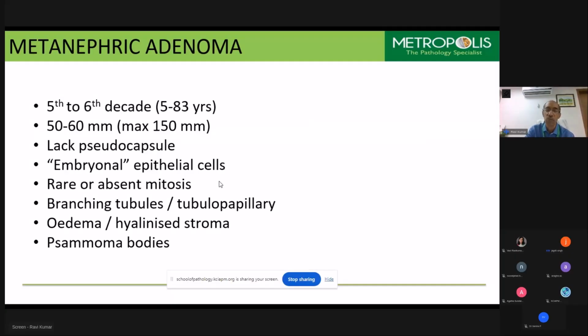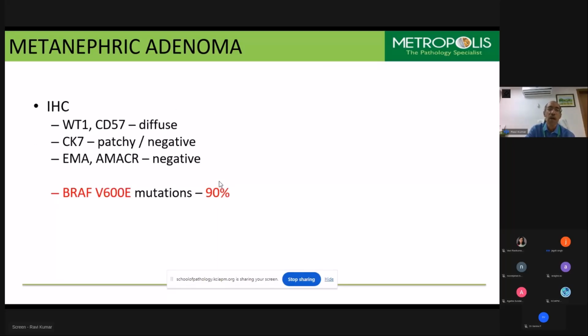They generally lack pseudocapsules, unlike nephroblastoma. We had a pseudocapsule. So these are a couple of points against our diagnosis. But all the other features, the embryonal primitive epithelial cells, the absence of mitotic activity, the typical tubulopapillary architecture, and the psammoma bodies are all in favor of metanephric adenoma. So we continue to decide on metanephric adenoma in this case.